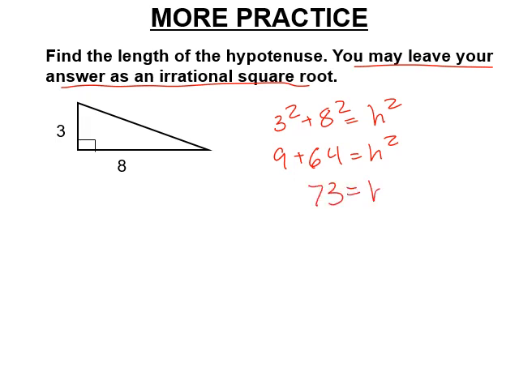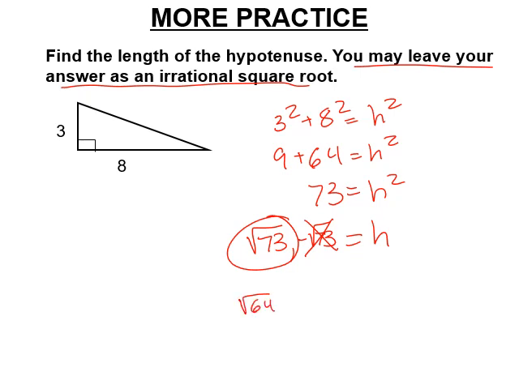So 73 equals h squared. So h equals the positive and negative square roots of 73. Yes, you can use that symbol, but you have to cross out the negative, so it's awkward to use the symbol. This length is the square root of 73, right? The square root of 64 is 8, square root of 81 is 9. It's somewhere between 8 and 9.